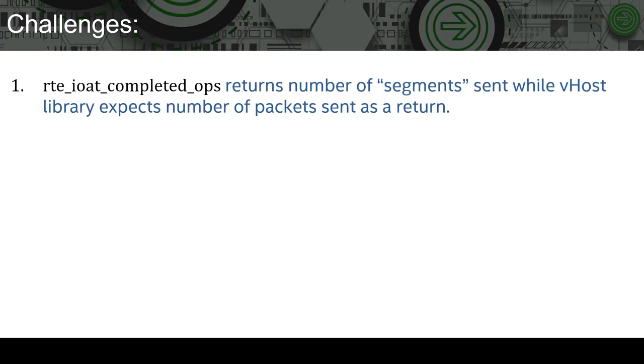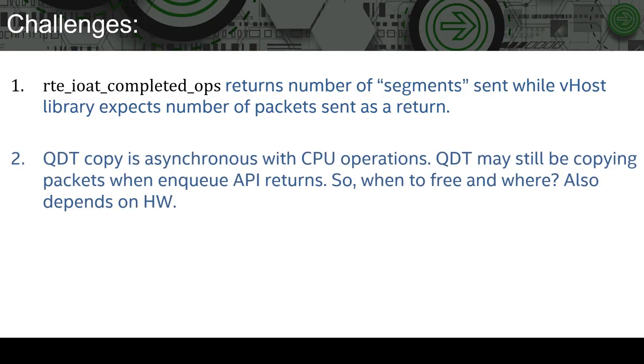Coming to the second challenge. Since DMA copy is asynchronous in nature with the CPU, DMA might still be copying the packets when the enqueue API returns. So when and where to free those packets then? Note that this also depends on the hardware used. This is exactly why in the DMA pipeline diagram, the free packets block was not connected to the rest of the pipeline.